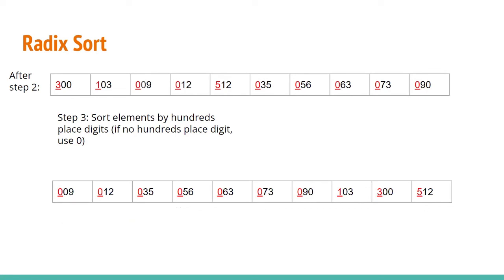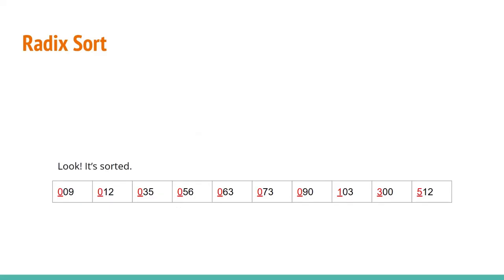If we had numbers larger than this, then you would just continue on until we've hit the last digit, 1,000, million, and so on. So yeah, we have a final sorted array.